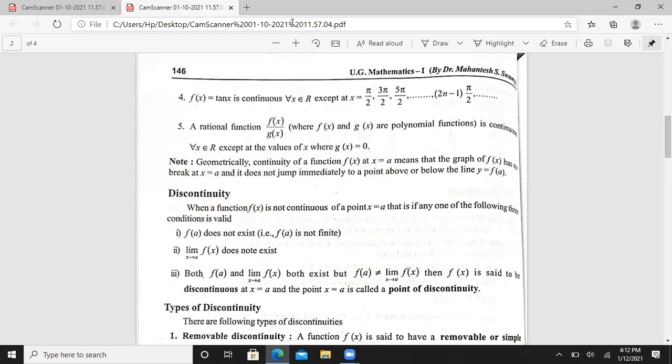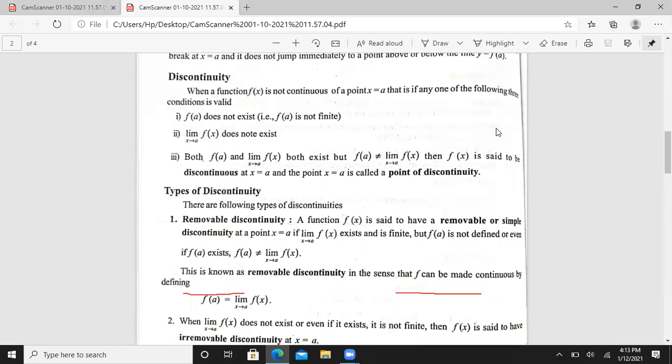You remember this one: discontinuous and point of discontinuity. Next, go to the types of discontinuity. Types of discontinuity means there are the following types of discontinuity.